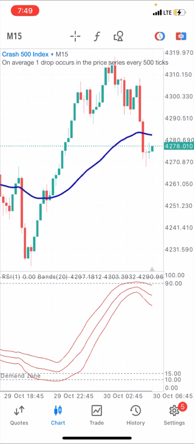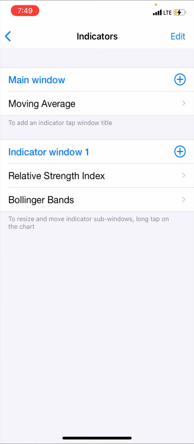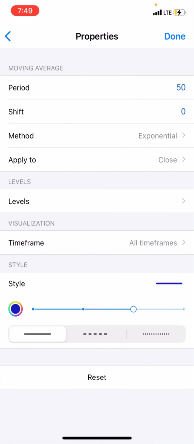First of all, I'd like us to see the indicators. So what you want to do first is add your moving average on your main chart. The period is 50, shift 0, method exponential, apply to close. Levels is not needed, and you should allow it to run on all time frames. And for the style, I'm using the blue color.